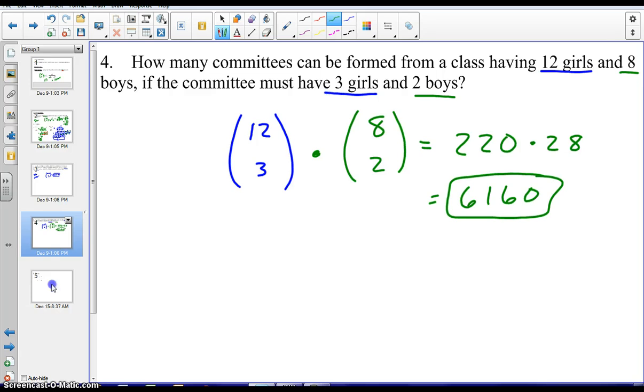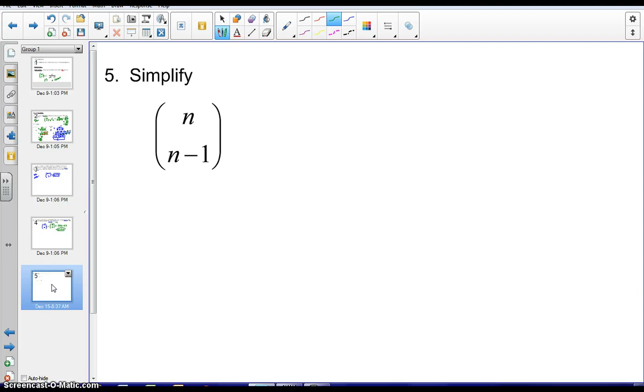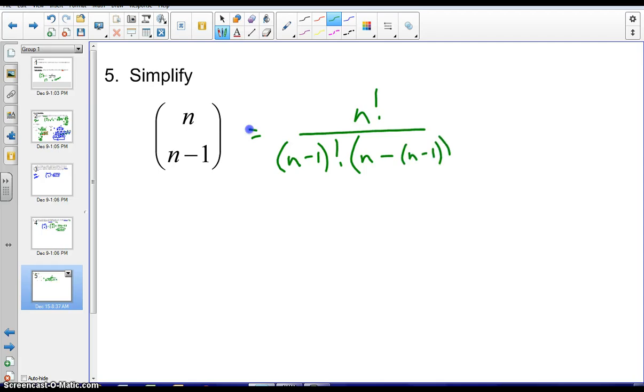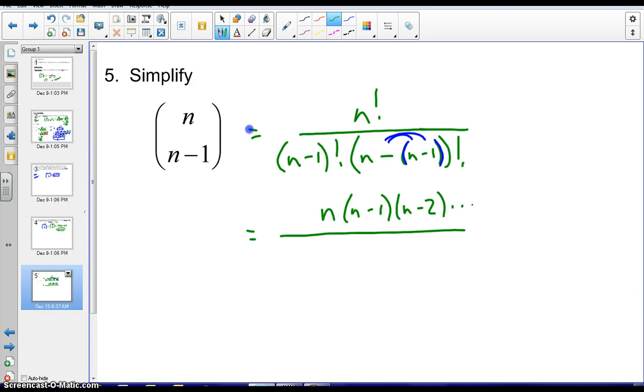Moving on to our last example, number 5, we would like to again simplify our combinations. n choose n minus 1. So in the numerator we'd have n factorial over the quantity n minus 1 factorial times the quantity n minus the quantity n minus 1 factorial. Please notice that I have parentheses around the quantity n minus 1 because we are going to have to distribute through that negative. So in the numerator I'll have n times n minus 1 times n minus 2, until we get all the way down to 1.